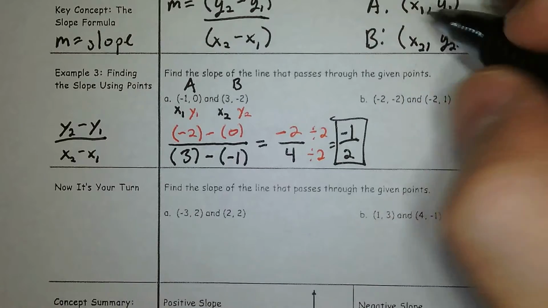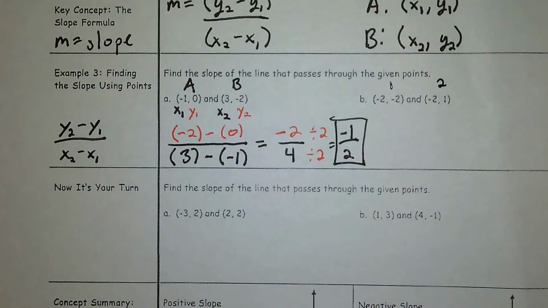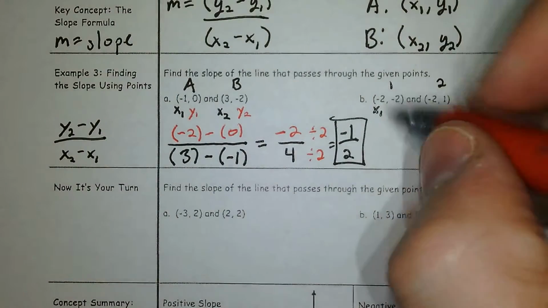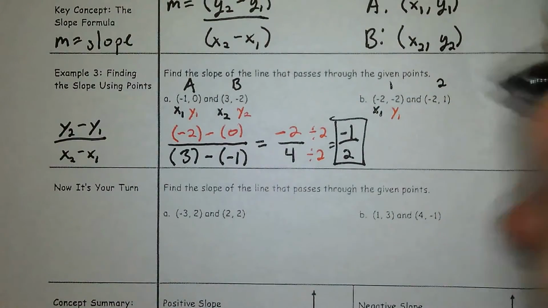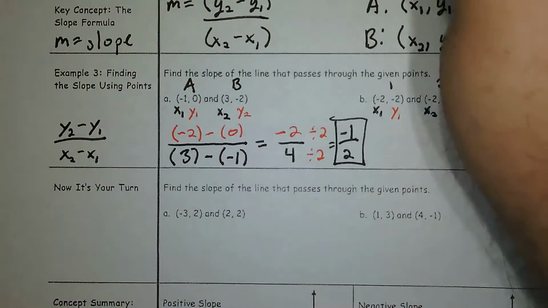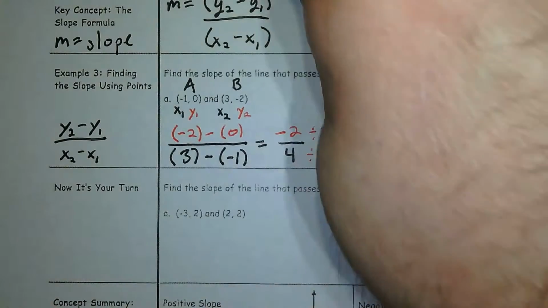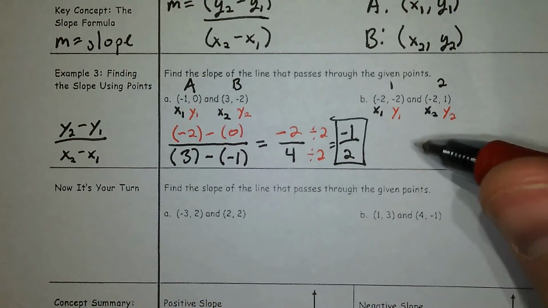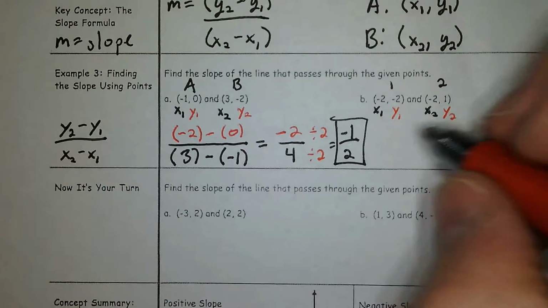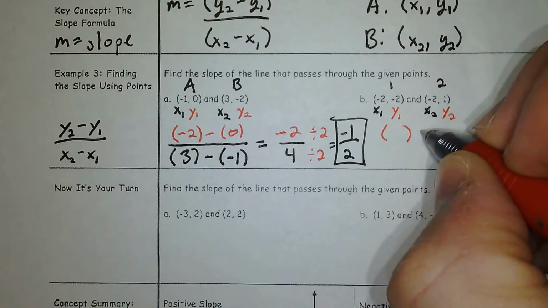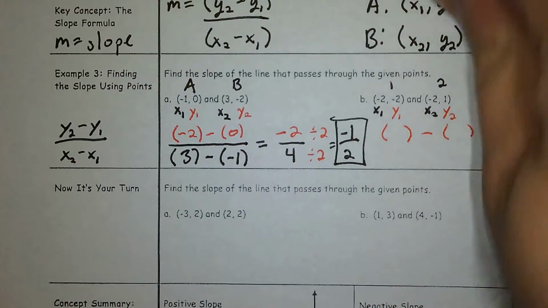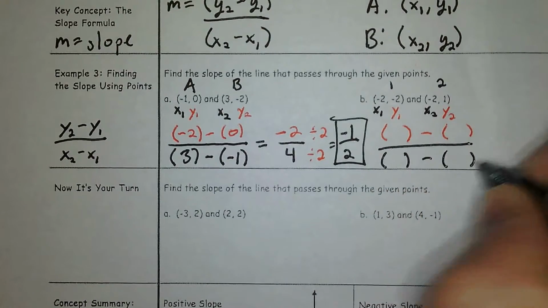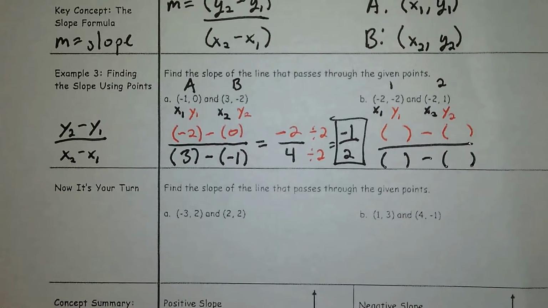So again, we're going to label these. Point 1, point 2. So we have x1, y1, x2, y2. Now what I like to do, which makes this a little easier on me, is put parentheses in there already. I have a parentheses minus another parentheses, divided by a parentheses minus another parentheses. That way there's no confusion. And then I'm just going to plug them in.